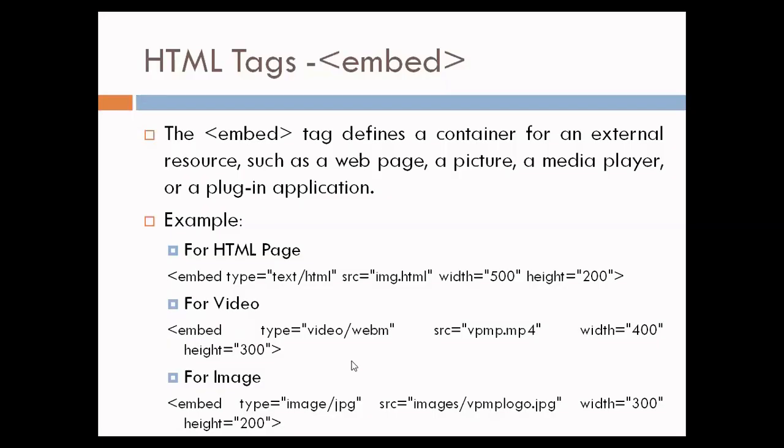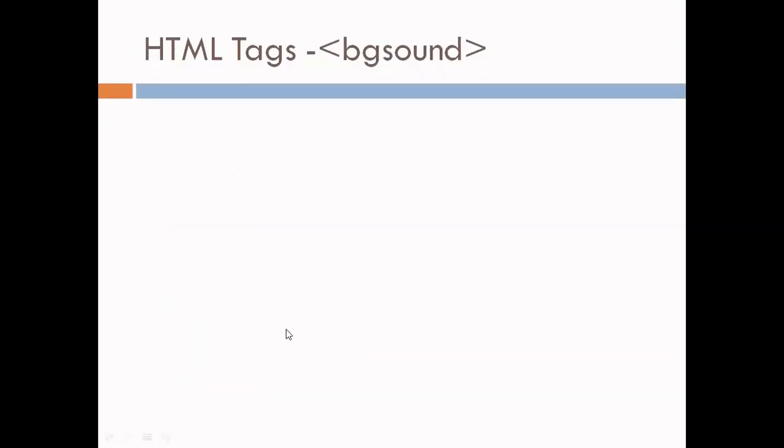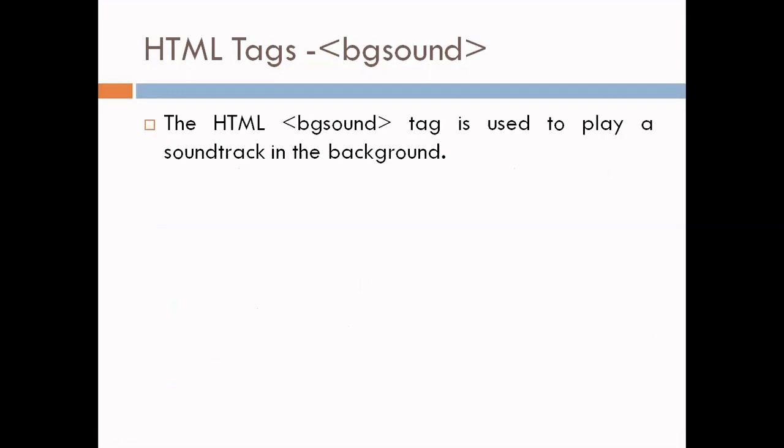Next tag is the bgsound tag. Now what is the meaning of bgsound? bg stands for background. So the full form is background sound. So this tag is used to play a soundtrack in the background. Generally, when we are loading any web page, at the same moment it will run some background music, or it will run some instrumental music. So the bgsound tag is used for that.